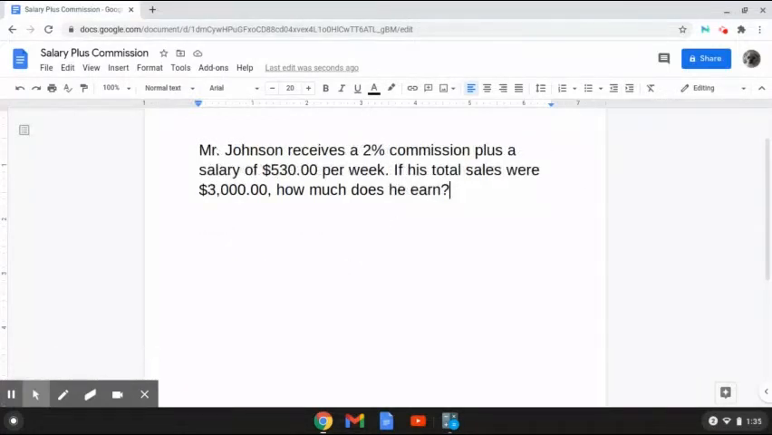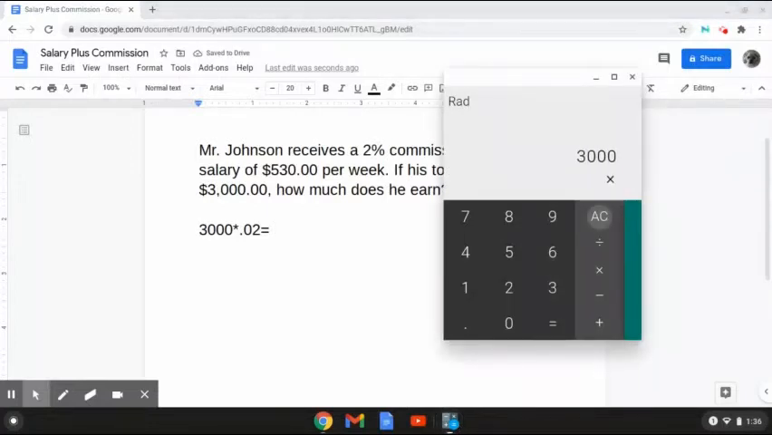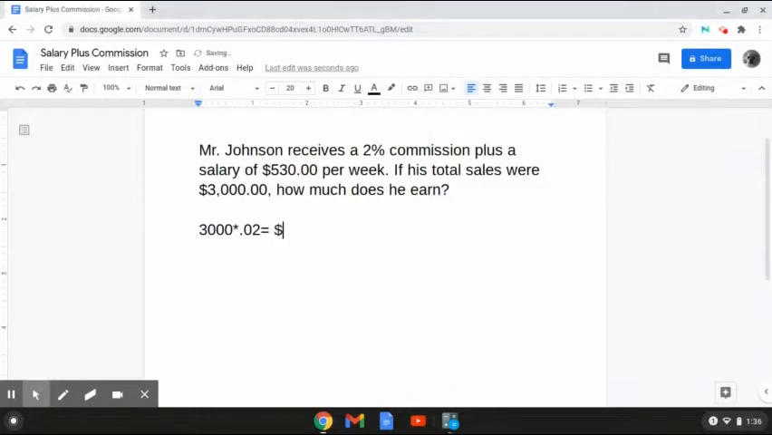Okay, so this next problem reads, Mr. Johnson receives a 2% commission plus a salary of $530 per week. If his total sales were $3,000, how much does he earn? So the way that we're going to solve this is like we've been doing before in these last few problems. First, we're going to take our total sales and multiply it by our commission. This will be 3,000 times 2%. This will become 0.02 because we converted it into a decimal. So 3,000 times 0.02. Okay, that will give us 60.